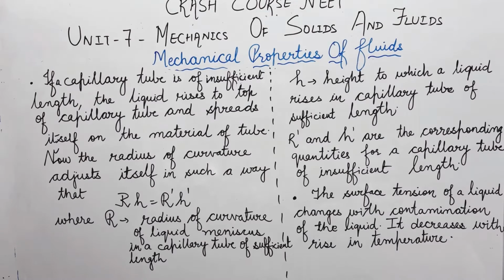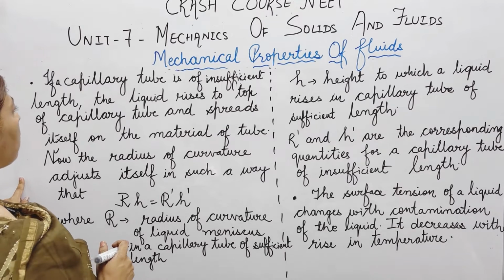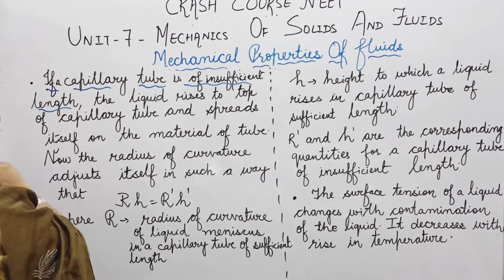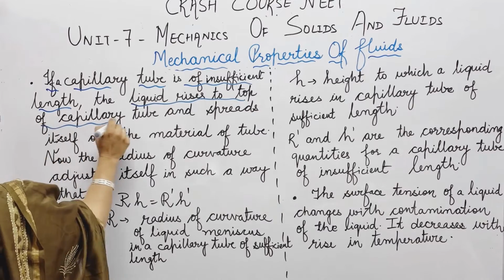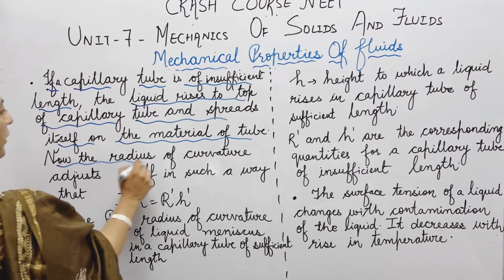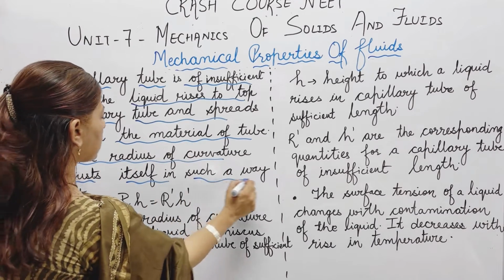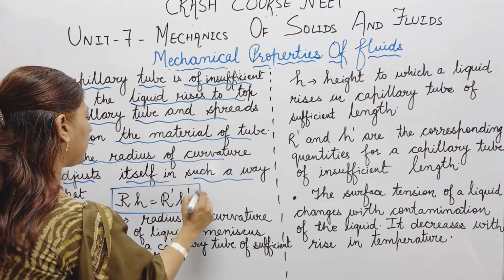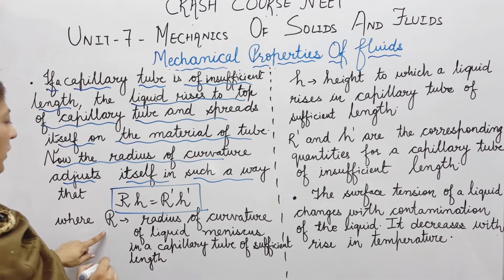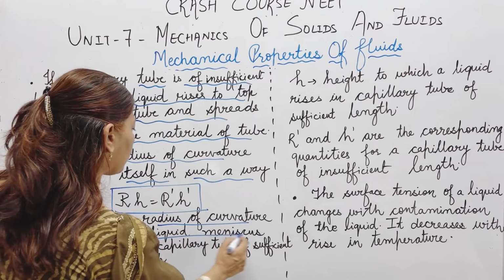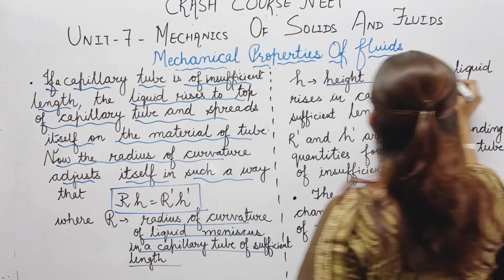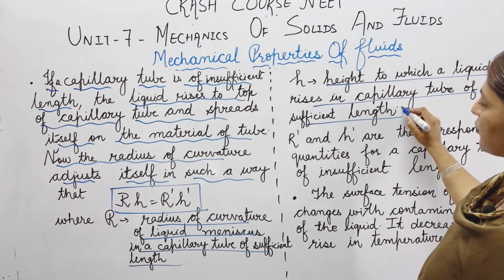The next point is about the capillary rise if the tube is insufficient in length. If a capillary tube is of insufficient length, then what will happen? The liquid rises to the top of the capillary tube and spreads itself on the material of the tube. Now the radius of curvature adjusts itself in such a way that r h, the product of r and h, is equal to r dash h dash, where r is the radius of curvature of the liquid meniscus in a capillary tube of sufficient length, and h is the height to which a liquid rises in the capillary tube of sufficient length.